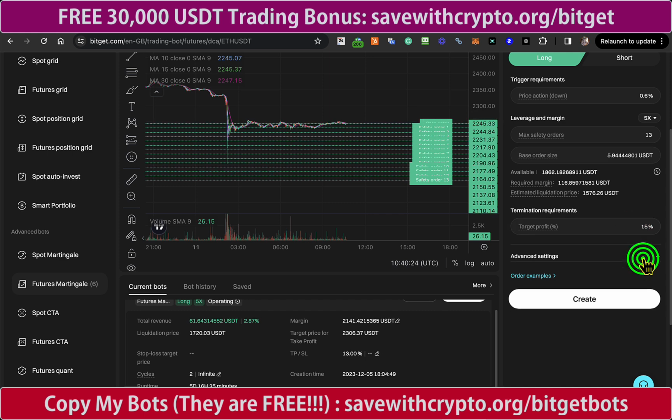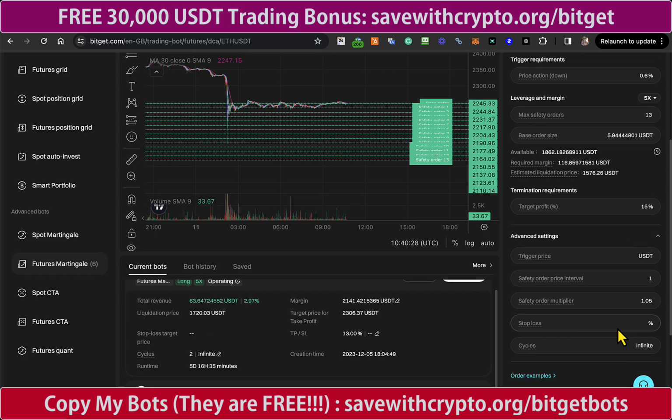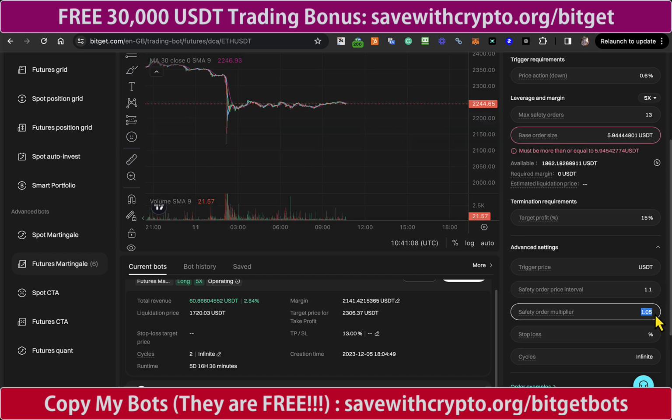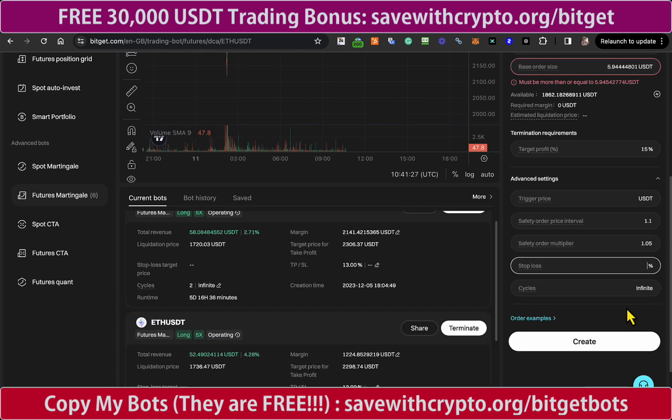Okay, and then in the advanced settings you can see here you've got safety order price interval. Now I had that at 1.1 before, so I'm going to do the same again. Now the safety order multiplier, I've generally got it set between 1.02 and 1.1. I might leave it on 1.05, because that's one I haven't tried before. Stop loss, I'm going to leave that. Cycles, I'd leave that on infinite.